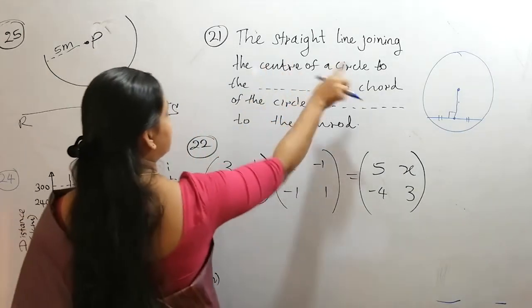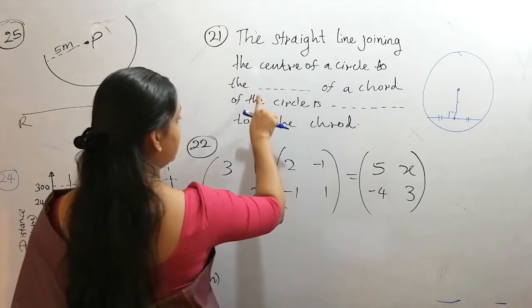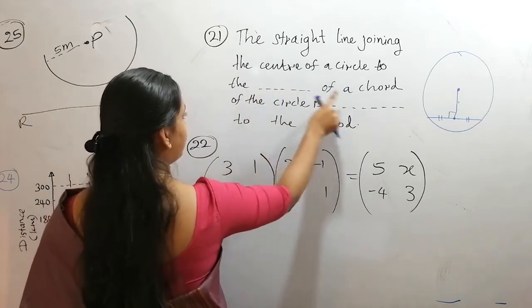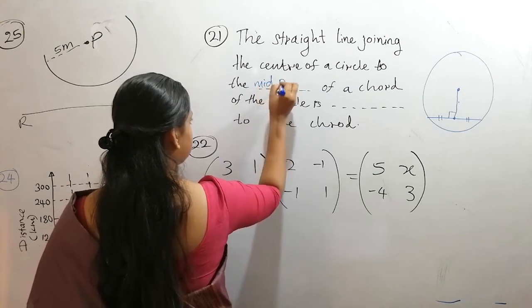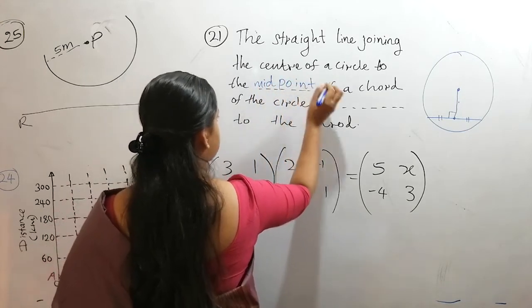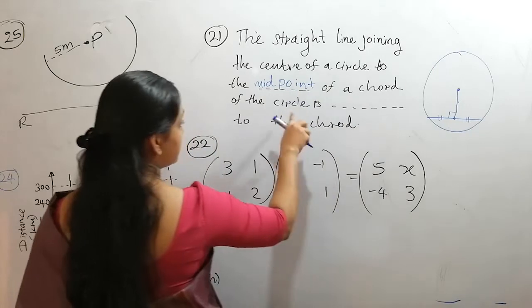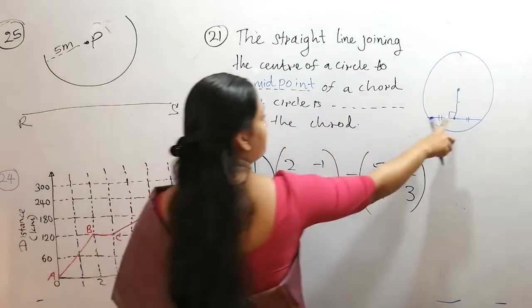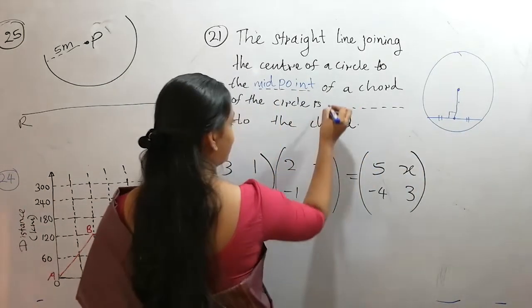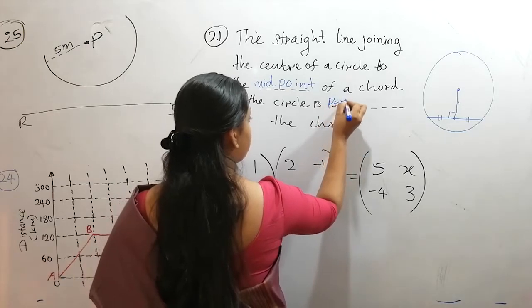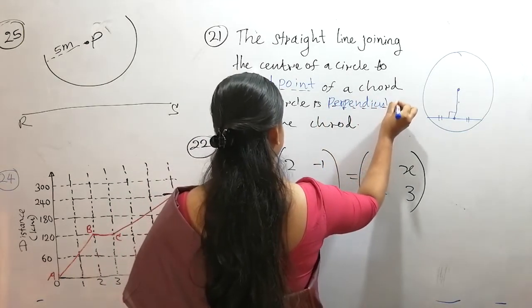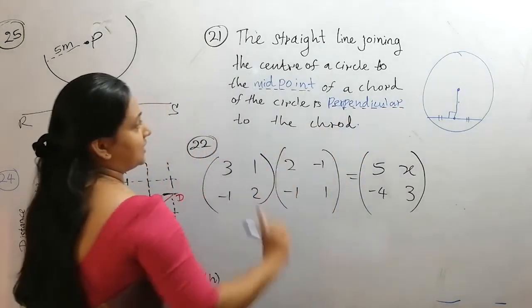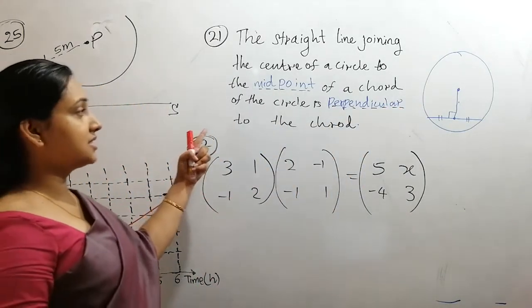The straight line joining the center of a circle to the midpoint of a chord. Here, midpoint. Midpoint of a chord of the circle is perpendicular to the chord. Here, this is the perpendicular. Perpendicular to the chord. This is the answer for question number 21.